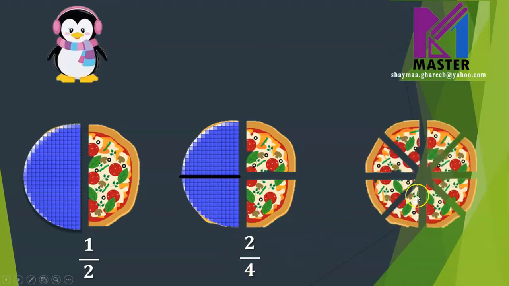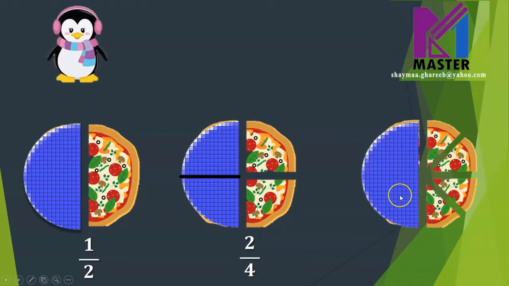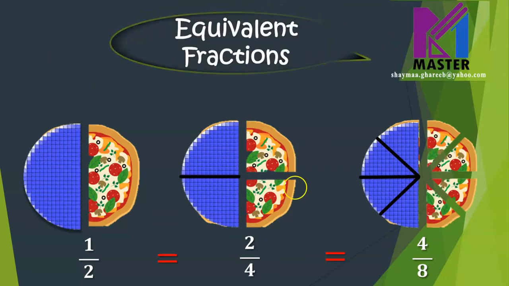What about the next one? This pizza is divided into 8 equal parts. So if I want to write the shaded part as a fraction, it will be 4 shaded parts out of 8 parts, which is 4 over 8. What do you notice about all these shaded parts here? All of them are equal, exactly the same amount. All of them, the 3 of them, exactly equal half of the pizza.